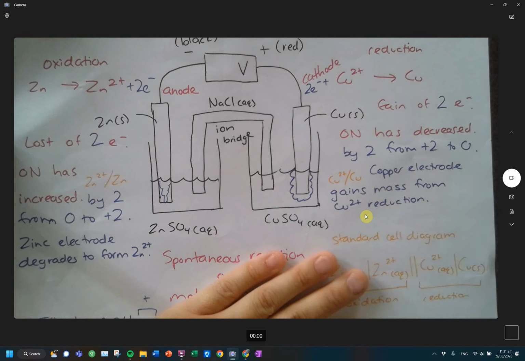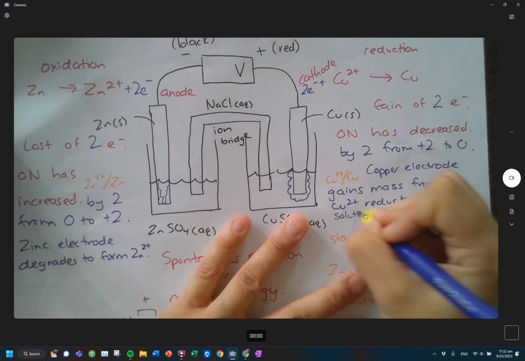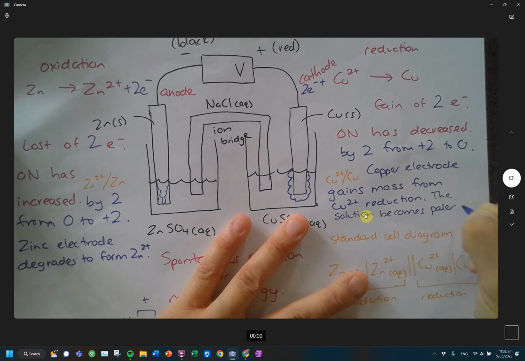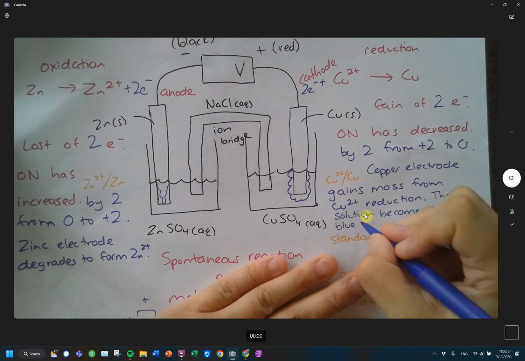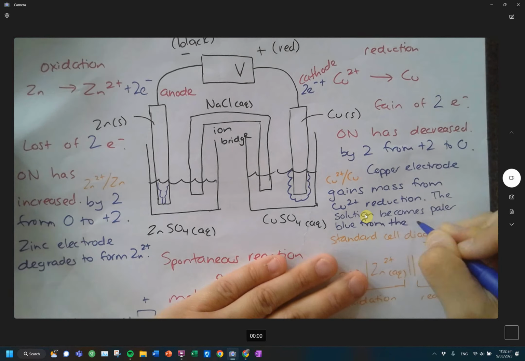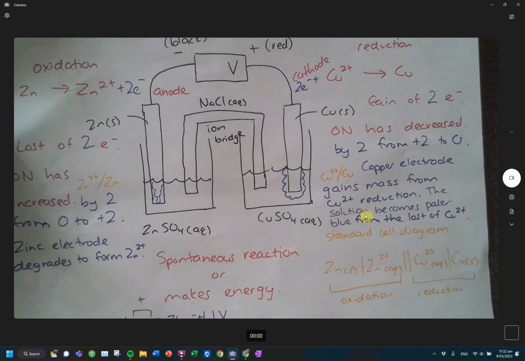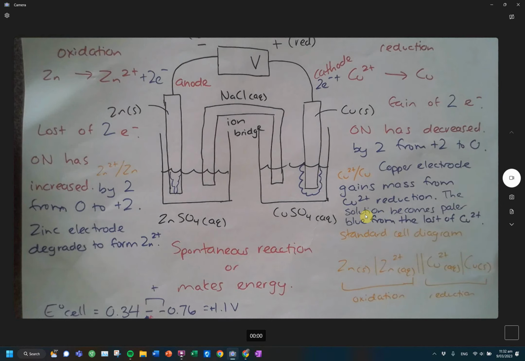So that would be my second observation from this half, and now we're talking solution observation. So the solution becomes paler blue from the loss of the Cu2+. Paler blue. Yeah, because the Cu2+ is the blue.